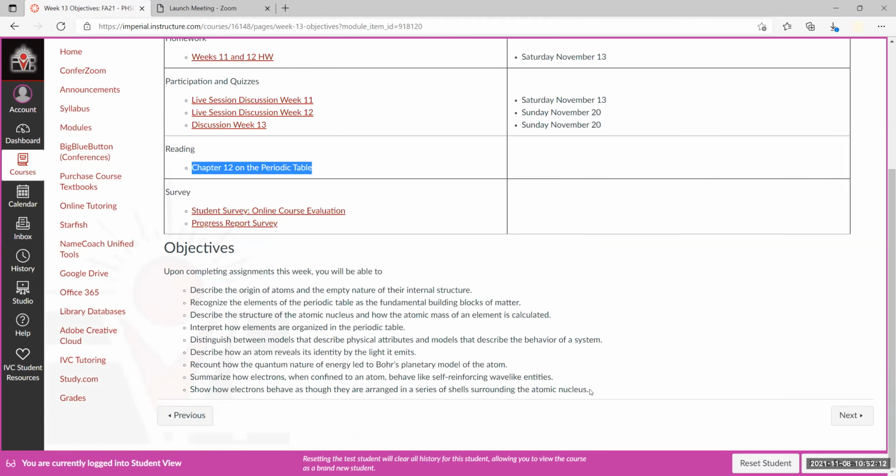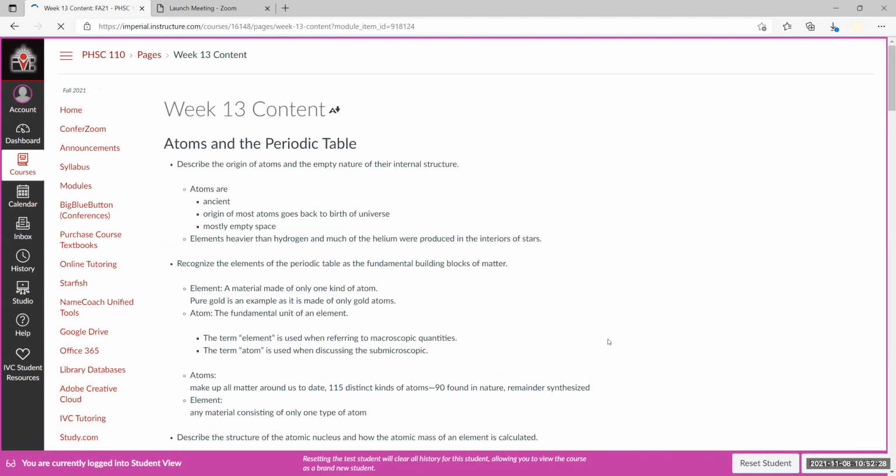The topics of this week deal with the periodic table, and we're going to deal with the properties of the atom and the elements, and also understand where these properties are coming from. Let me get into the next component of this week's module. Again, it deals with the periodic table.